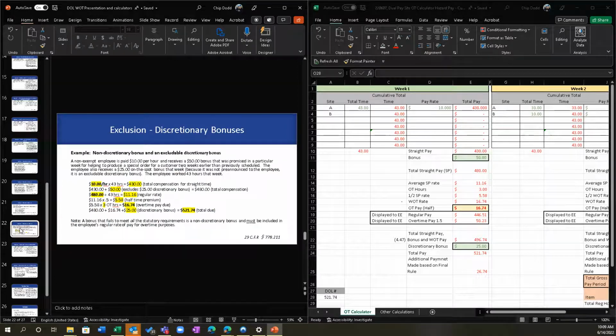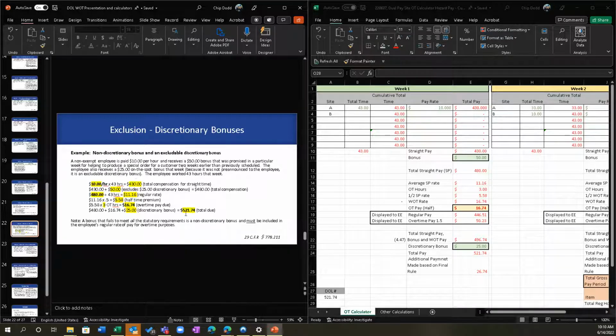If you look at this slide, it's one of the more complicated slides. It's got a scenario where this $10 employee makes 43 hours during that week. He got a $50 non-discretionary bonus. It's like a performance bonus. And then the overtime calculation is completed. And then he's also given a $25 discretionary bonus, which is not factored into the overtime. Comes up with the $521.74 total due for that week.